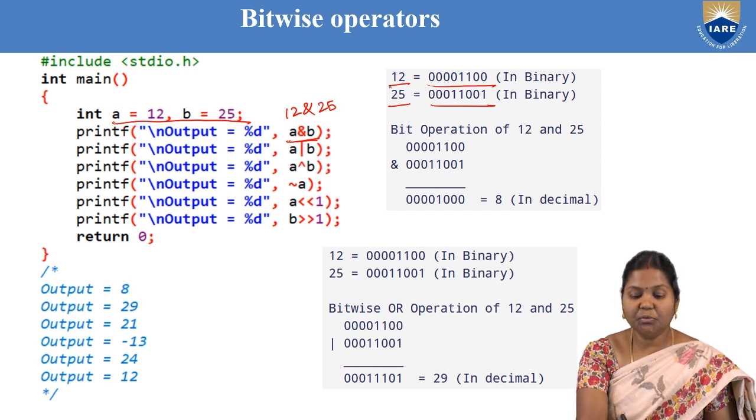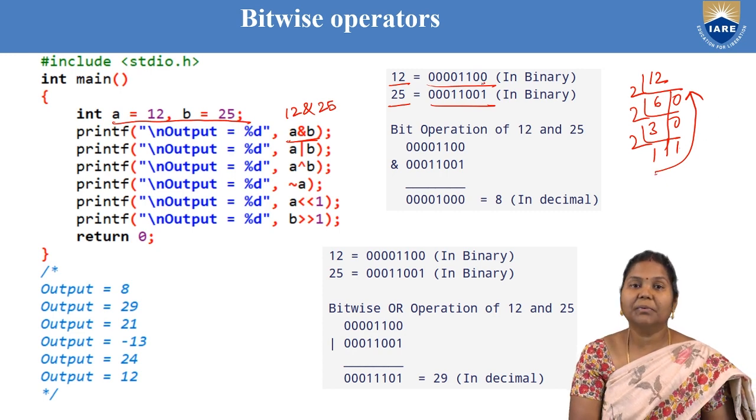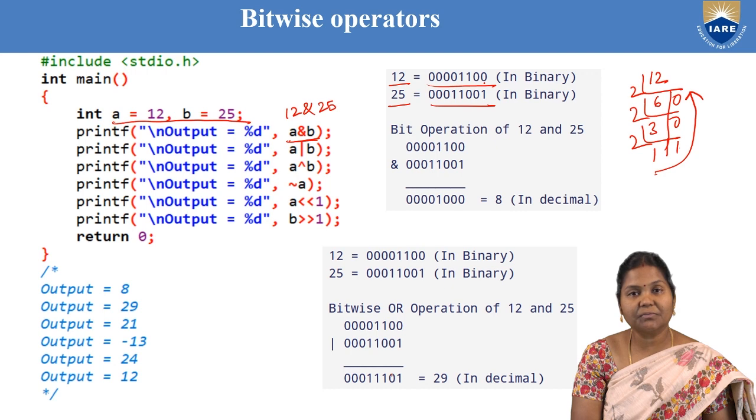Now, these two numbers are first converted into binary. You can do it manually also. You can divide by 2: 12 divided by 2 is 6, remainder 0; 6 divided by 2 is 3, remainder 0; then 3 divided by 2 is 1, remainder 1, and then 1. So, you have to read this in the reverse order. So, you will get 1100 for 12. Similarly, you can do this process for 25.